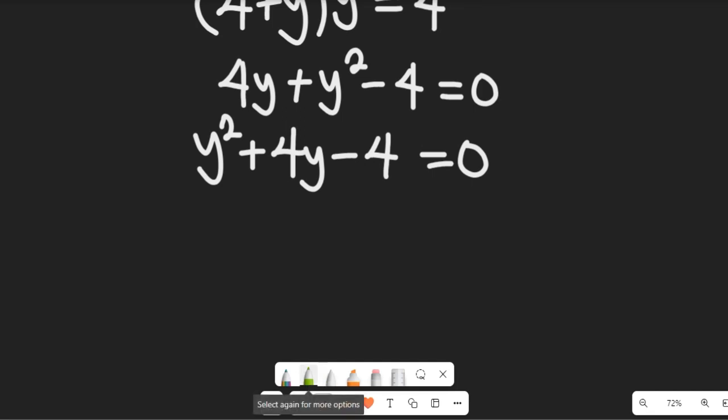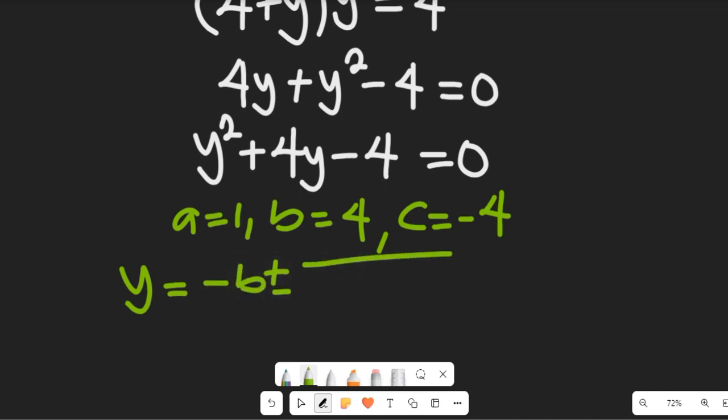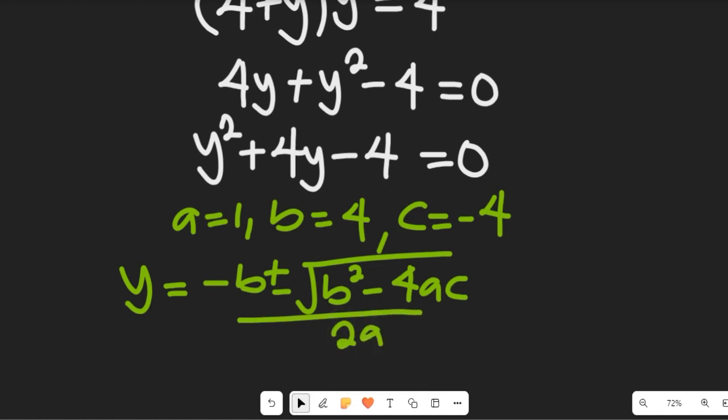From the quadratic formula, we can see that a is equal to 1 here, b is equal to 4, and c is equal to negative 4. Now let's apply the quadratic formula. The value of our y will be negative b plus or minus the square root of b squared minus 4ac, divided by 2a.